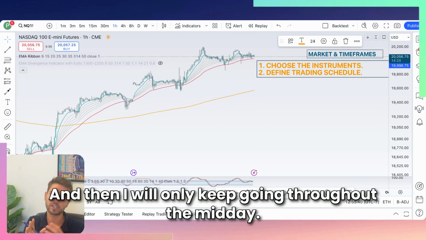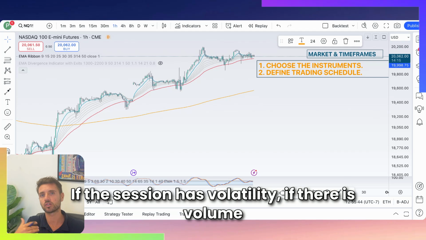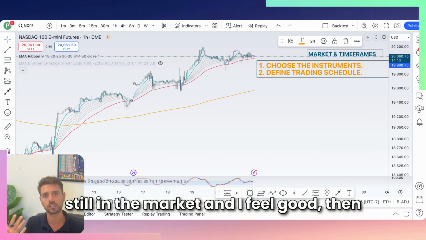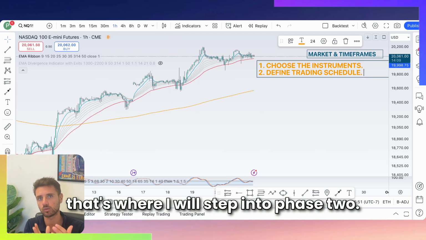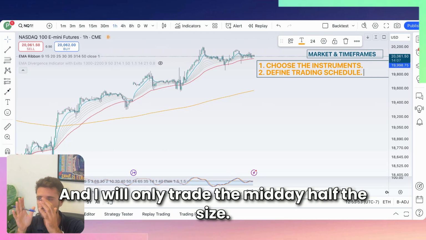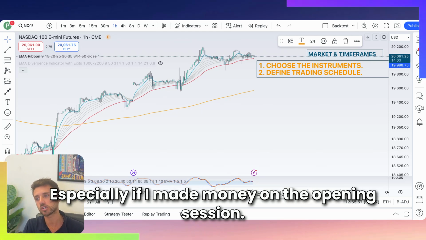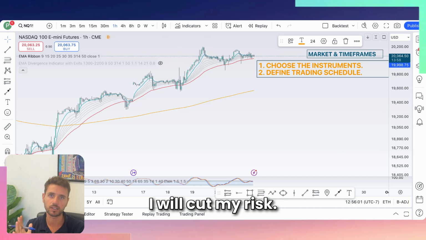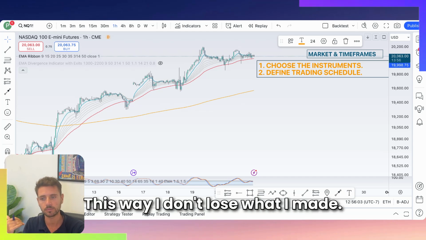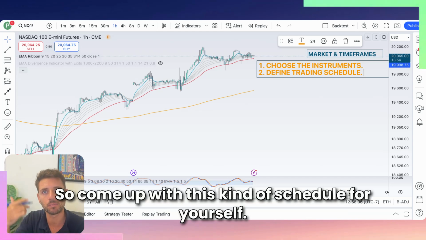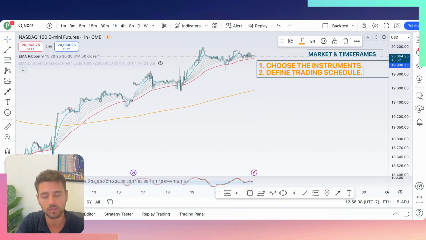And then I will only keep going throughout the midday if the session has volatility, if there is volume still in the market and I feel good. That's where I will step into phase 2, and I will only trade the midday at half the size. Especially if I made money on the opening session, I will cut my risk. This way I don't lose what I made. So come up with this kind of schedule for yourself.